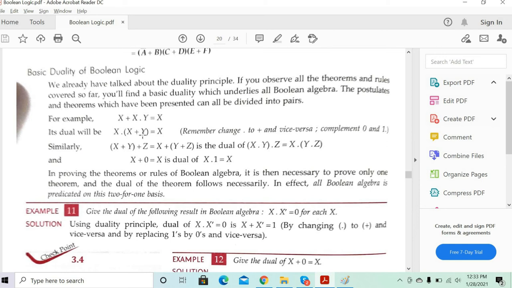So we have already seen that x plus x y is equal to x only. Similarly, x dot x plus y is also equal to x. We can prove it also. If we take x common, it becomes 1 plus y. 1 plus y is nothing but always true. 1 into x is x only. Correct?